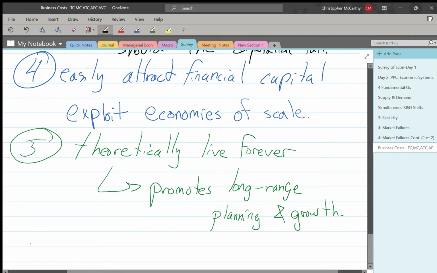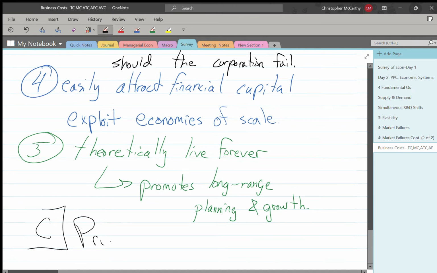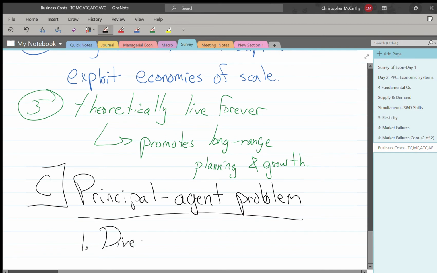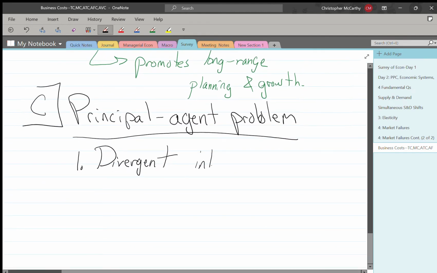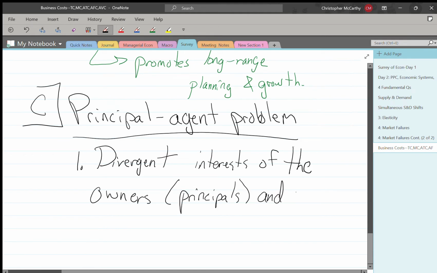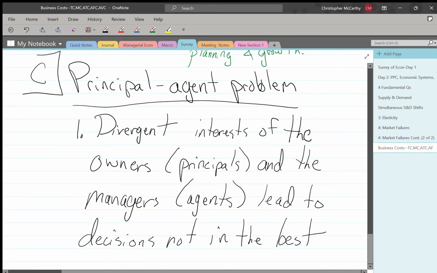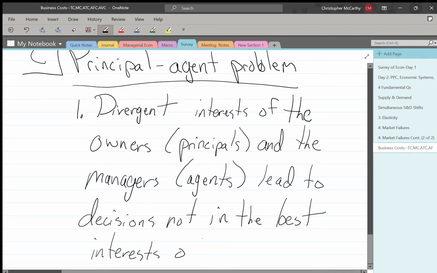All right, so that principal agent problem, right? We're going to talk about that real quick. So this is a famous problem within economics. And it is quite simply that there are divergent interests of the owners, and those are the principals, and the managers, which are the agents. And these divergent interests lead to decisions that are not in the best interests of the owners.